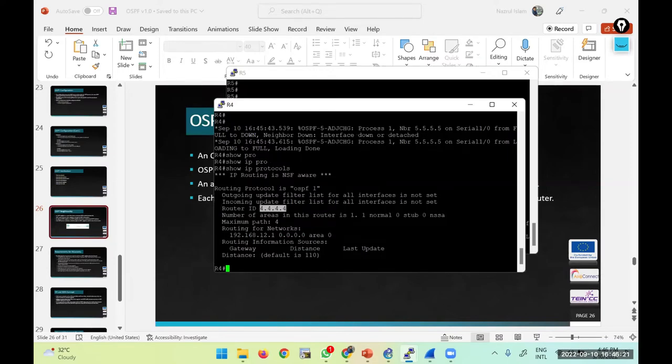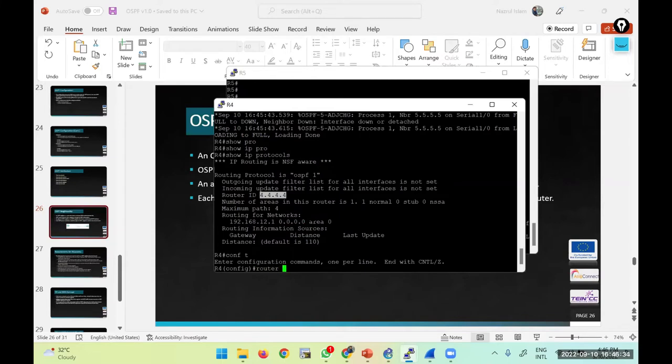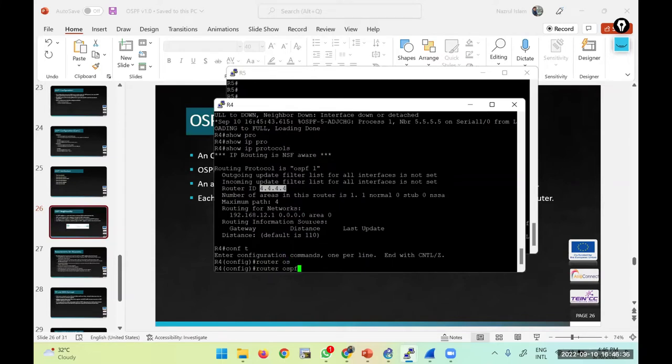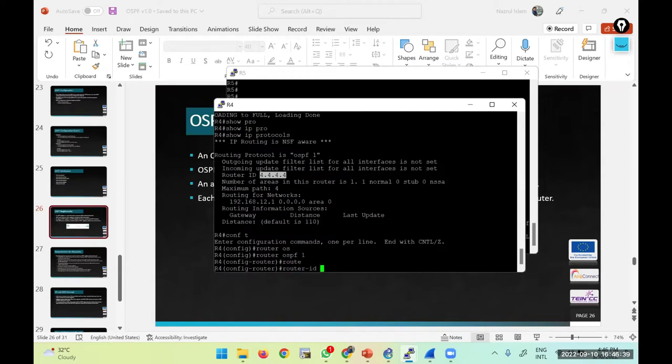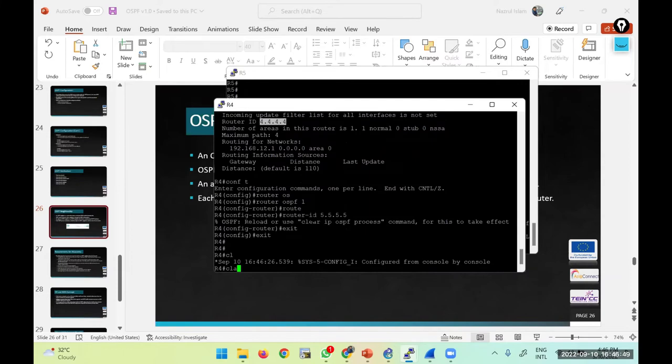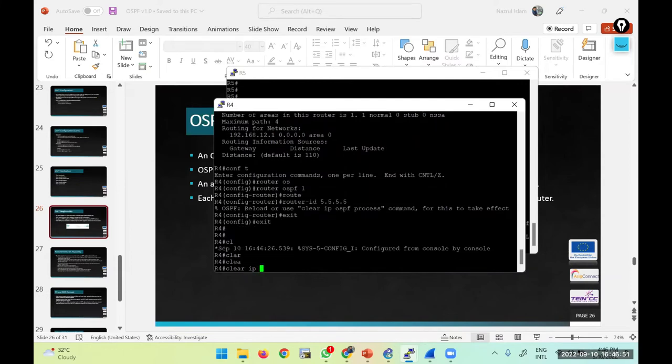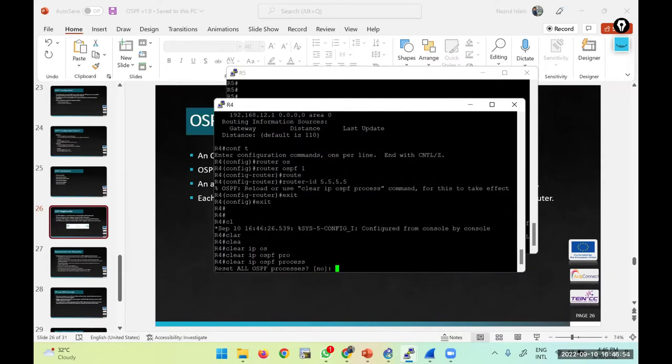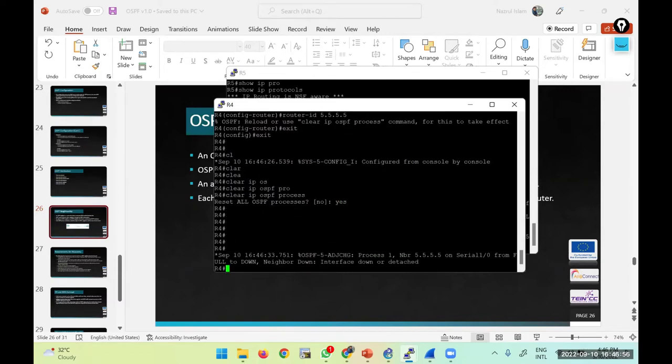So the condition is the router ID must not be the same. Let's configure the router ID 5 in R4, then see what will happen. We have to go under the OSPF process, router ospf 1, and set the router ID the same as router 5, 5.5.5.5. And if we clear the ip ospf process, see what happened.